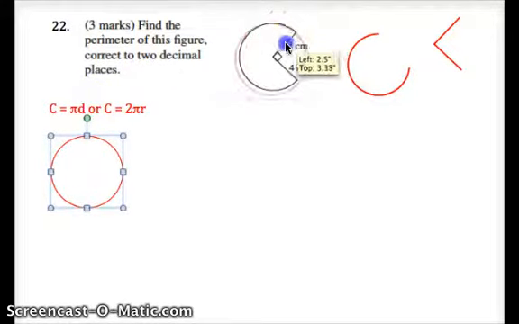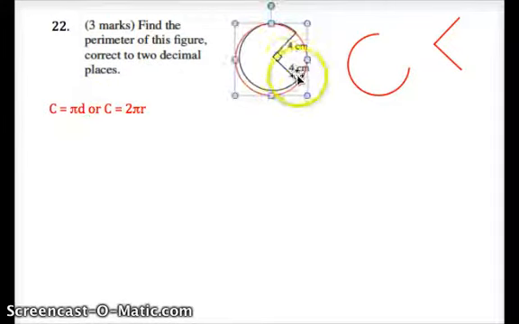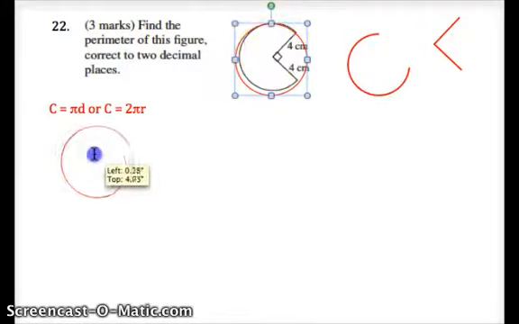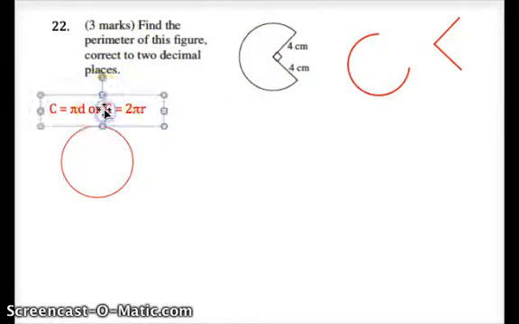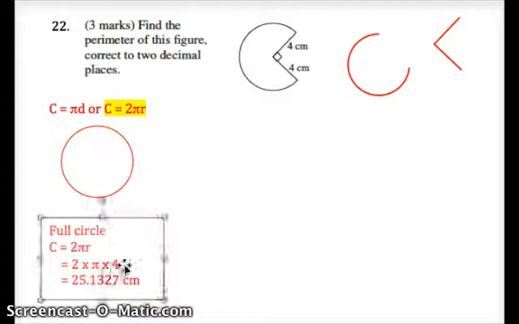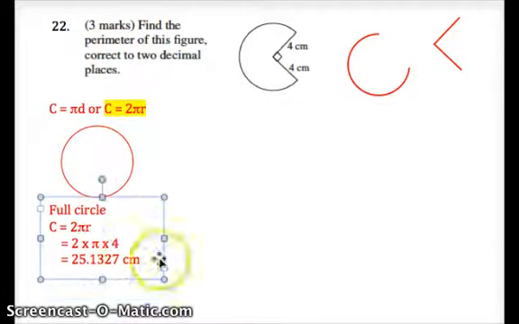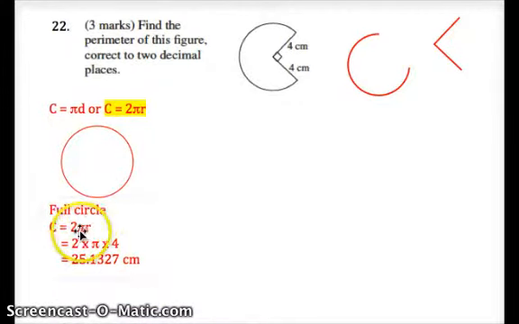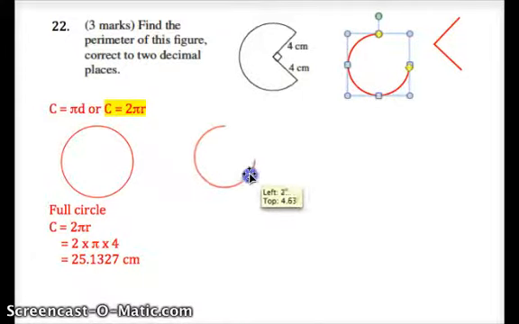Now if we look at the circle we've been given and look at these lengths, we've been given r, the radius, so we're going to use the second formula, circumference equals 2 pi r. We can see that in this question our radius r is 4. So for a full circle, circumference is 2 pi r, which is 2 times pi times 4. And we work that out, we get 25.1327.